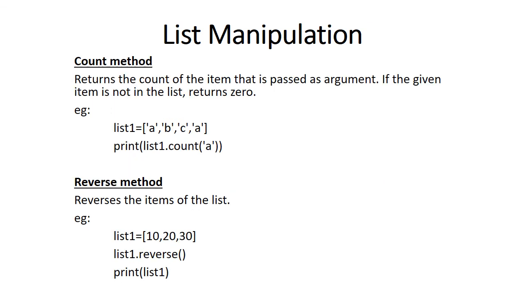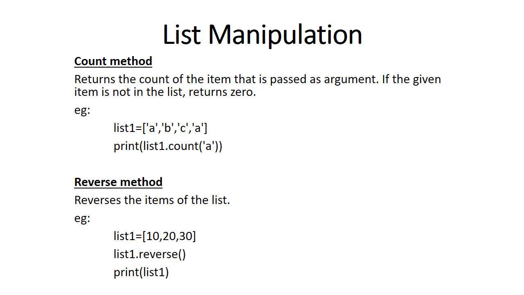Count method returns the count of the item that is passed as argument. If the given item is not in the list, it returns 0. Example, list 1 is equal to A, B, C, A. Print list 1 dot count of A. Since A is there 2 times, you will get the answer 2.